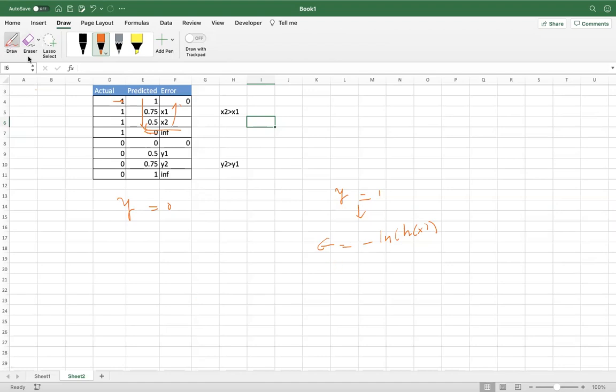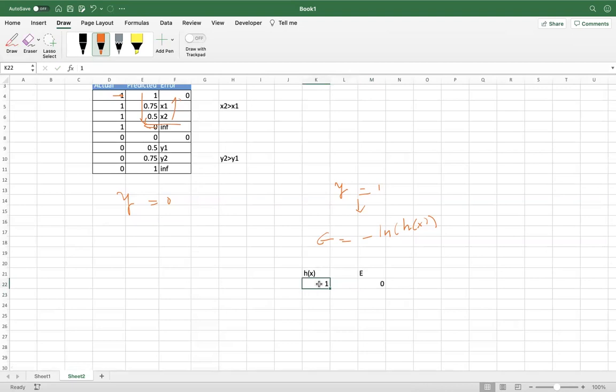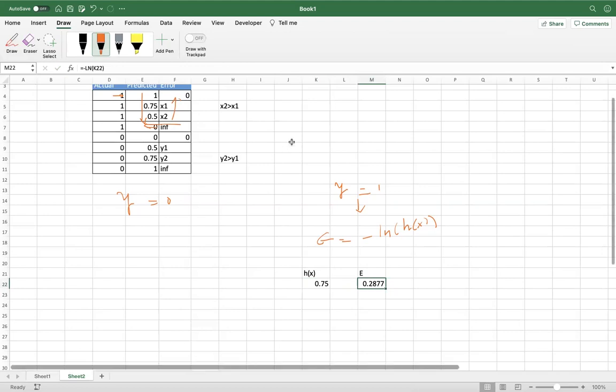Like for example, let us say this is the value of h of x, and this is our error. Error is equal to negative log of this value, right? Now let's say this is 1. You can see error is 0. At 0.75, the error is 0.288. So let's copy this value aside. Now what happens if it becomes 0.5? Should our error increase or decrease? Our error increases, right?